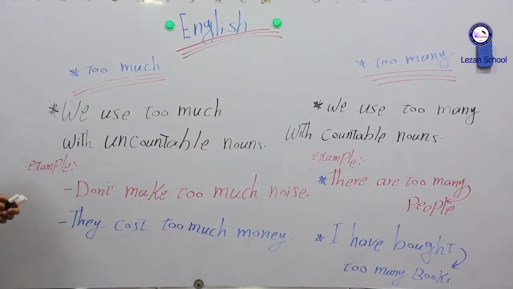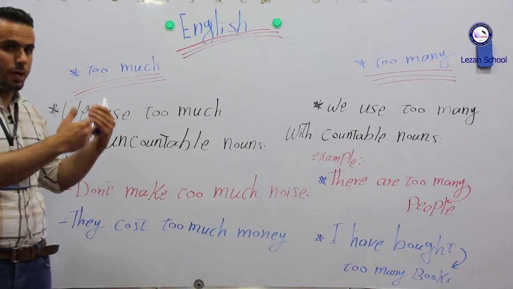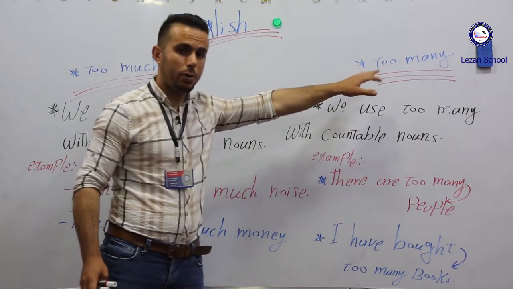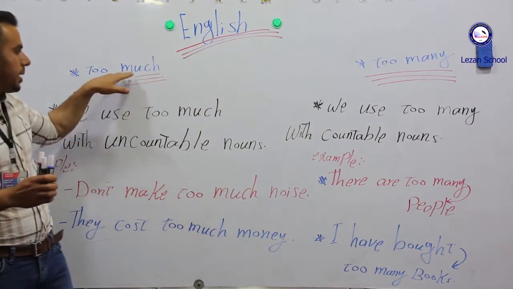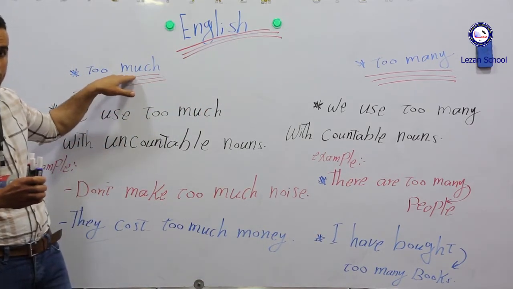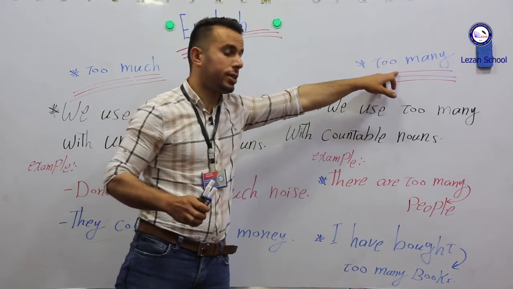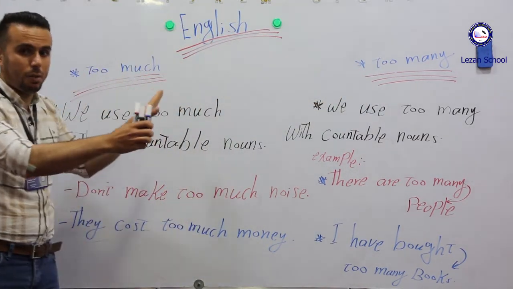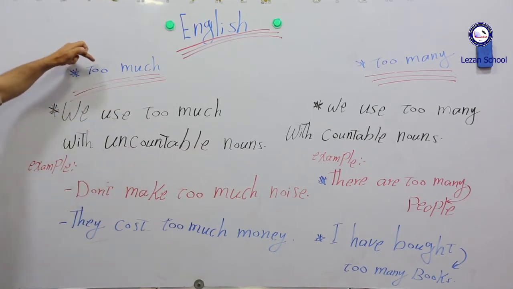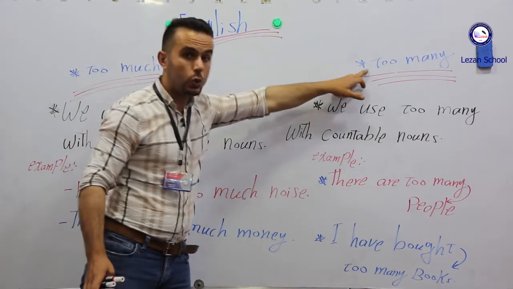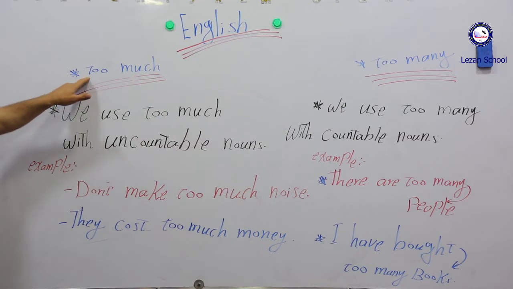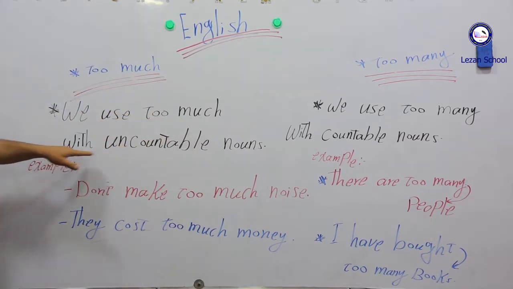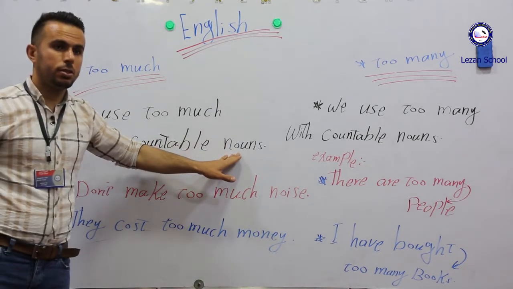Guys, as you know, in the previous lessons we have covered much and many, and we said that we use much with uncountable nouns, many with countable nouns. But here the topics are somehow the same, but here we just add too. Too much, let's start with too much. We use too much with uncountable nouns.